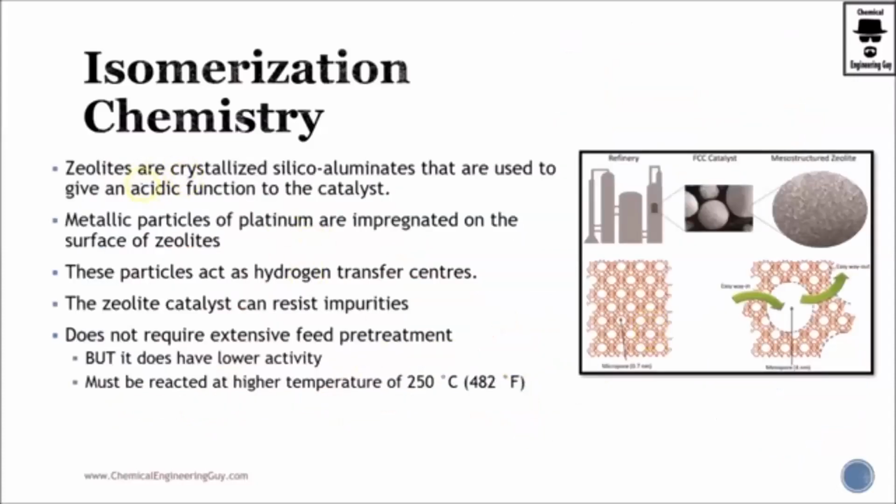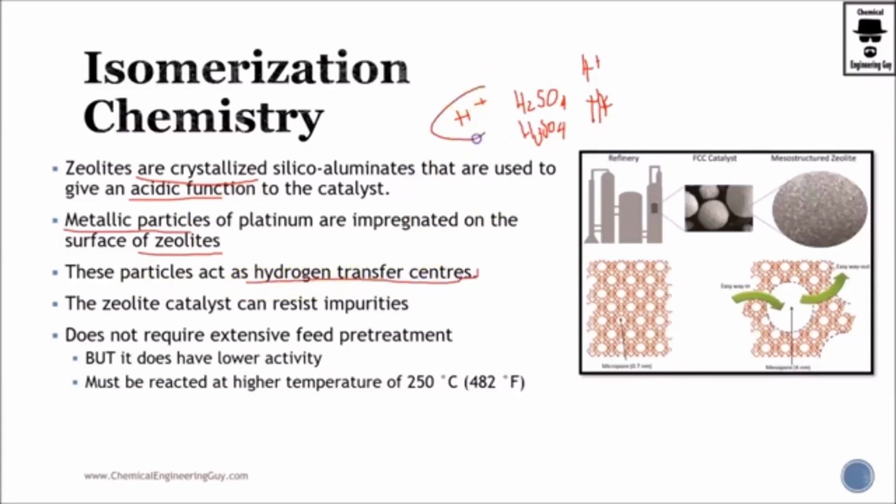Zeolites, on the other hand, are crystalline silicoaluminates that are used to give an acidic function as a catalyst. Remember before we have seen a lot of hydrogen sulfide or sulfuric acid, phosphoric acid interaction, even hydrofluoric acid. Those are providing a proton, which is the acidic catalyst. Metallic particles of platinum are impregnated on the surface of zeolites. These particles act as hydrogen transfer centers.